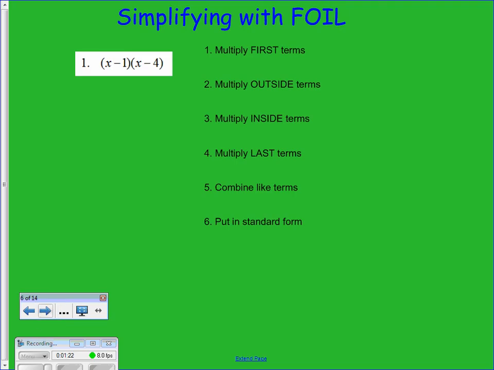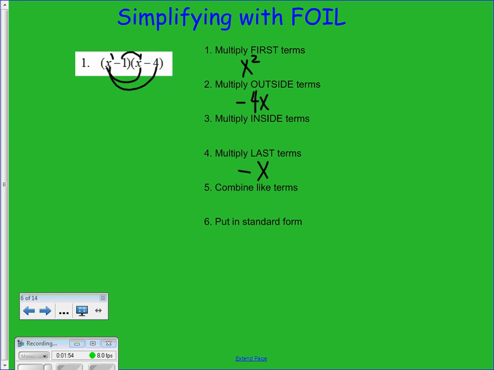So let's take a look at number 1. Let's simplify it using FOIL. So we're going to multiply out the first terms. X times x squared. Remember, if there's no exponent, that's the same as x to the 1. X to the first times x to the first gives me x squared. Then you're going to multiply your outside terms. So I have x times a negative 4, which gives me negative 4x. Then you're going to multiply your inside terms, which is negative 1 times x, or negative x.